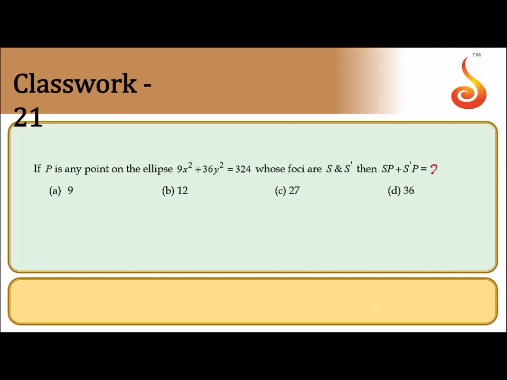Now we come to the ellipse. P is a point on the ellipse. The foci are S and S dash. SP plus SP dash is equal to 2A.